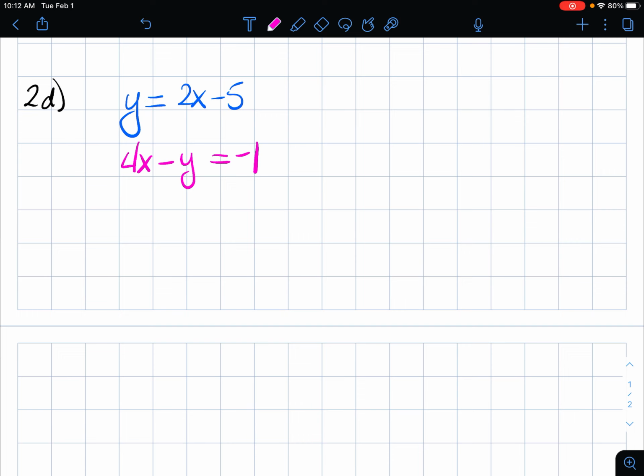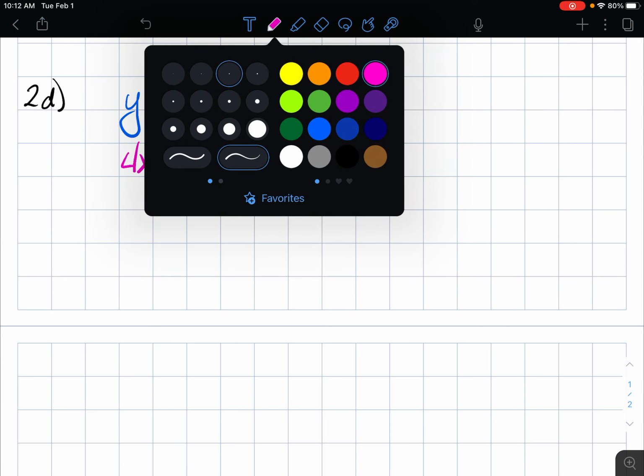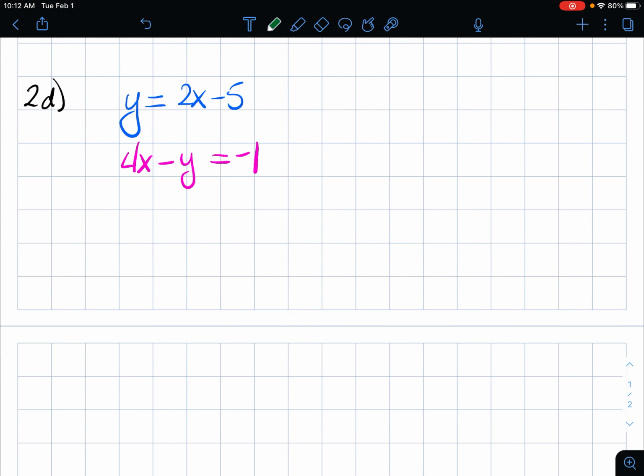Okay, so this is problem 2D, and this is, again, off the packet. This is an intermediate level question. Now, the reason for that is we see in this one here, we're not in slope-intercept form. Not a big deal, but we'll definitely want to do some adjustments for that one.